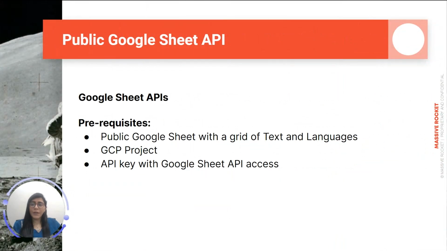For public Google Sheet API option, here are the prerequisites. A public Google Sheet with a grid of text and languages, a Google Cloud project, API key with Google Sheet API access. Let us now look at a public sheet we will be using for today's demo.